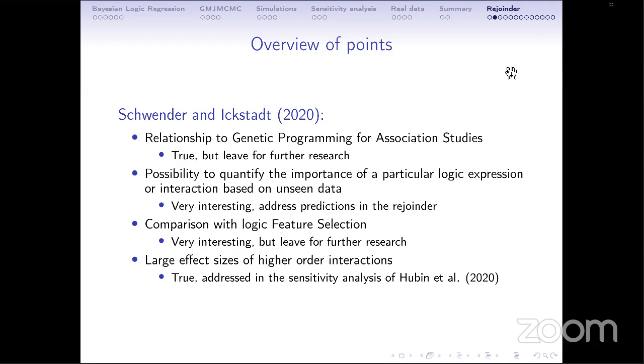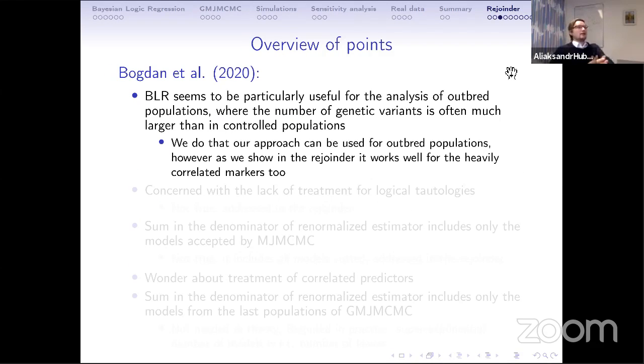Great. Okay, so then we had the discussion from Malgorzata, Bogdan, and others. And the first point that they made was that the BLR seems to be particularly useful for analysis of outbred populations where the markers are independent. But we actually do think that it would definitely work for the outbred populations, but the approach is not limited to them. We will show in the rejoinder today that the approach works extremely well, even for heavily correlated markers.